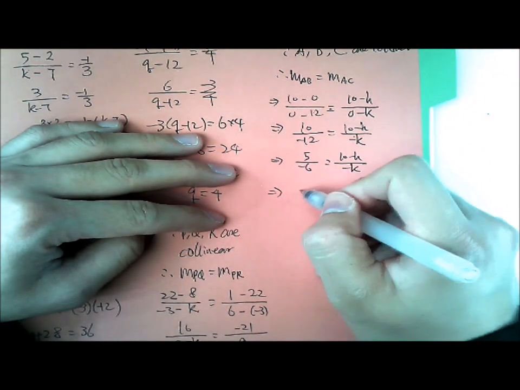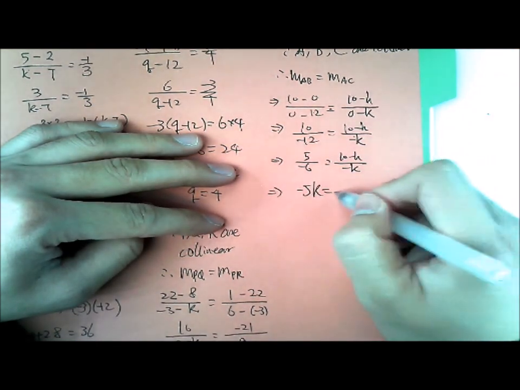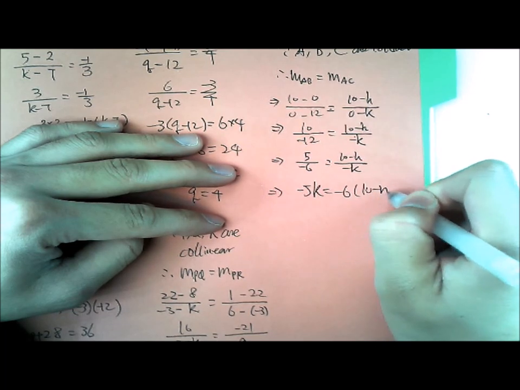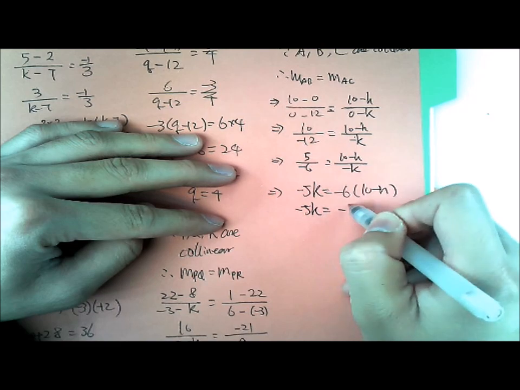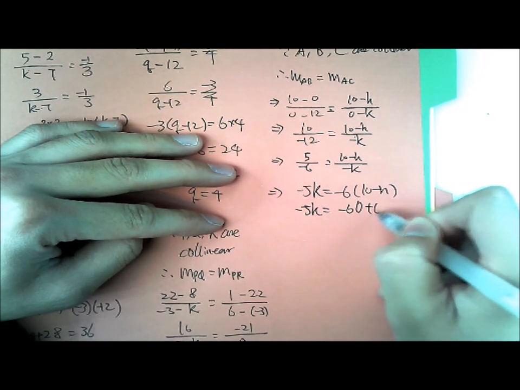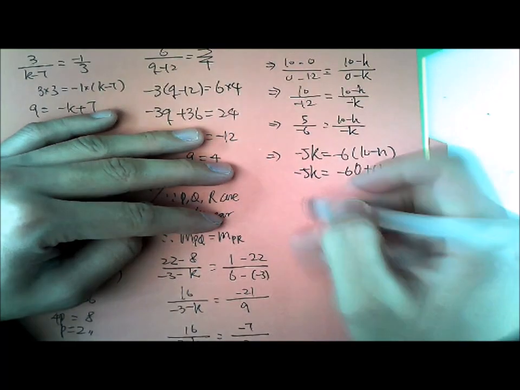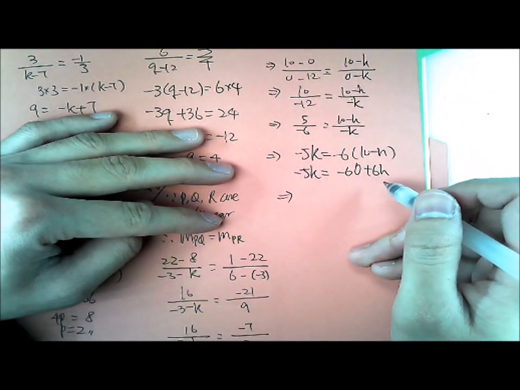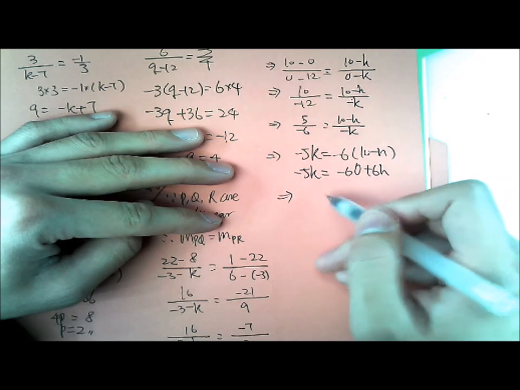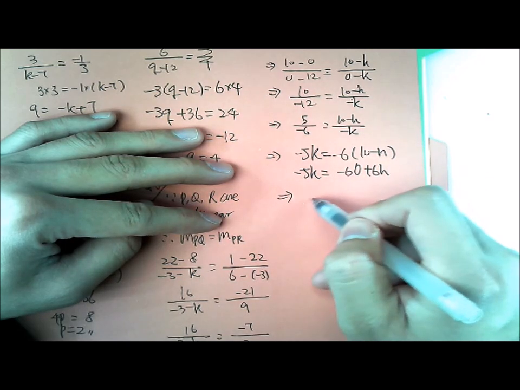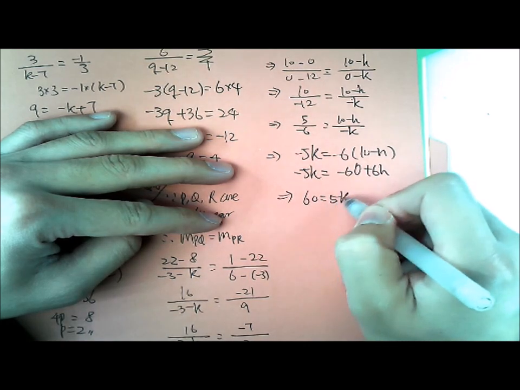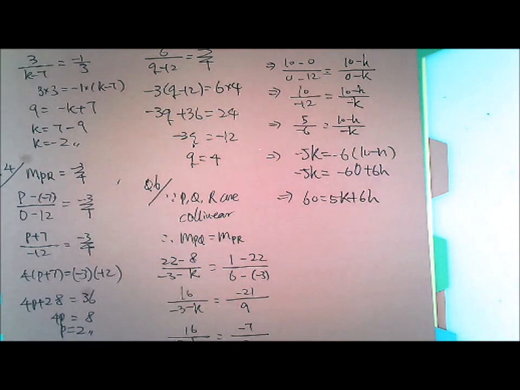So now you do the cross. Minus 5K equal to minus 6 times 10 minus H. So remove the bracket. Make the equations for the unknowns to be on the left hand side or right hand side, up to you. So make it like this. When you have this, we don't have the second equation, but just one equation like this.